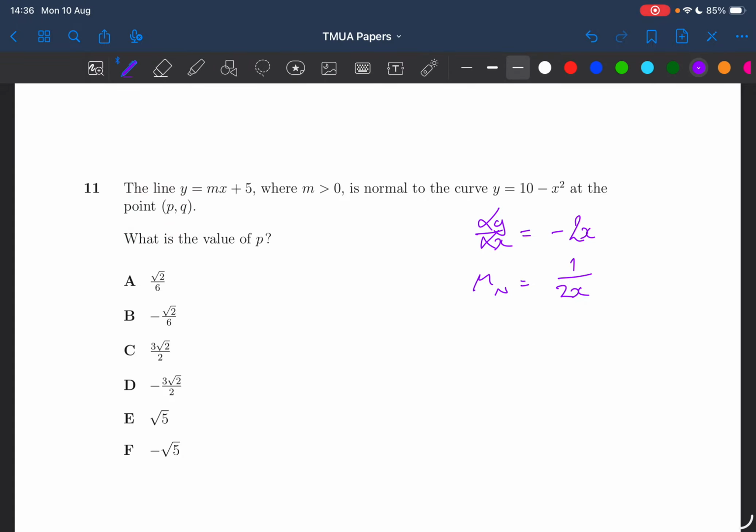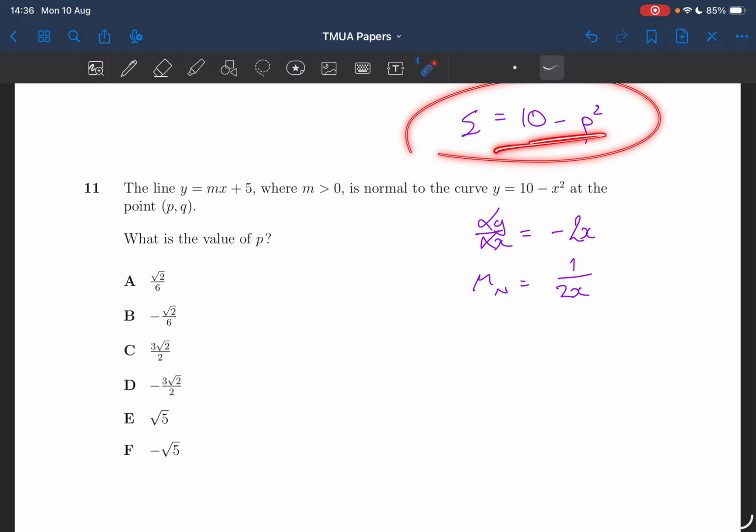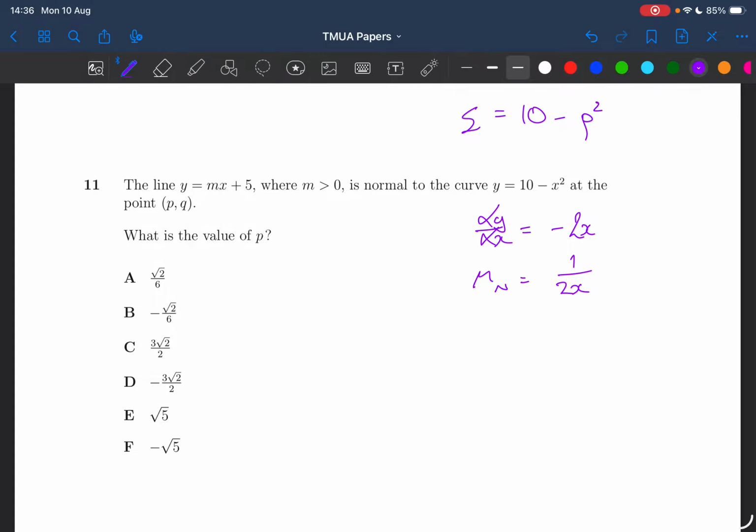We can plug in P and get rid of Q straight away. We know that Q is going to equal 10 minus P squared. So now we have an expression for Q that we can use to get rid of it. That's good, because now we can write down that y minus y1, i.e. Q, i.e. 10 minus P squared, is equal to m, 1 over 2x, where x is going to be P, lots of x minus P.